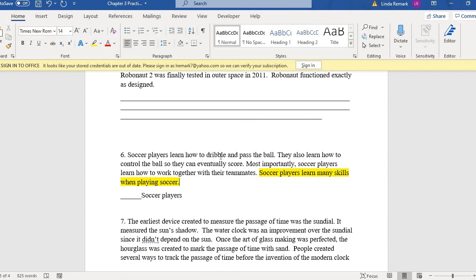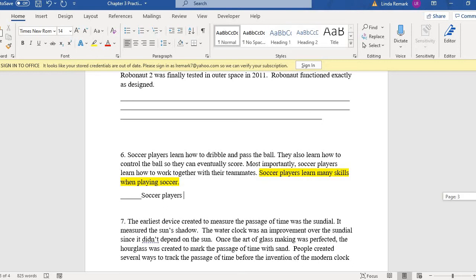Well, they learn dribble and pass, control the ball, work together. My paragraph answers my question, so I know that I found the right main idea. Okay, so again, you need to pick a sentence that is most general. Because if I picked, for instance, if I said, oh, this is my main idea, then the entire paragraph would have had to just talk about dribbling and passing. And we know it talked about more than that. So you have to pick the sentence or create a sentence that captures everything in it.